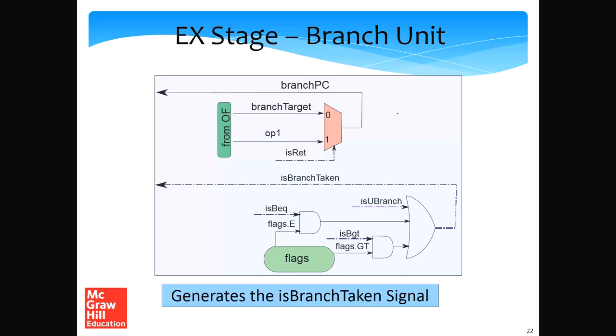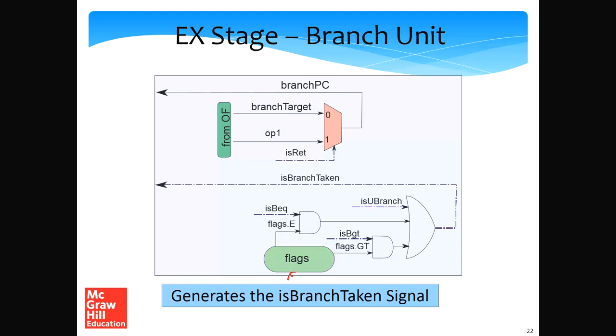Now let's take a look at the execute stage, the EX stage, which also contains multiple units. So let's first take a look at the branch unit, which is very simple. So let's start from the bottom. Let's look at the flags register, which contains mainly 2 bits, the E bit and the GT bit.